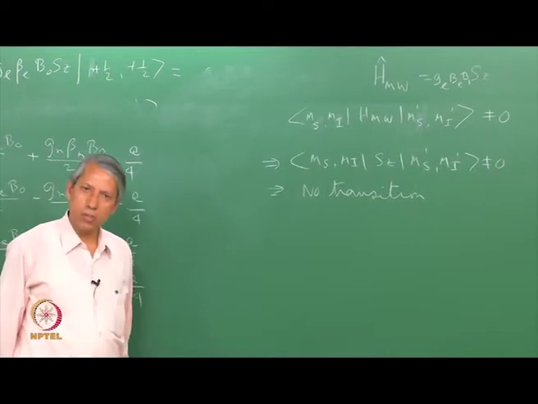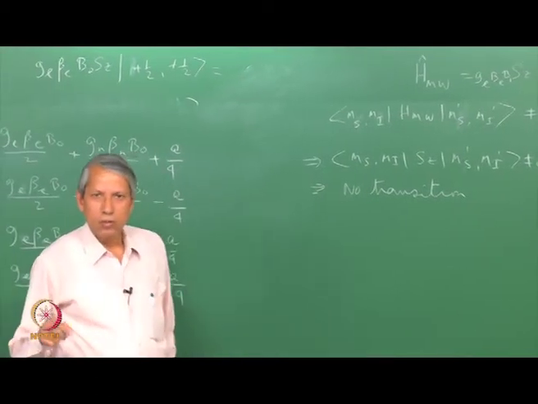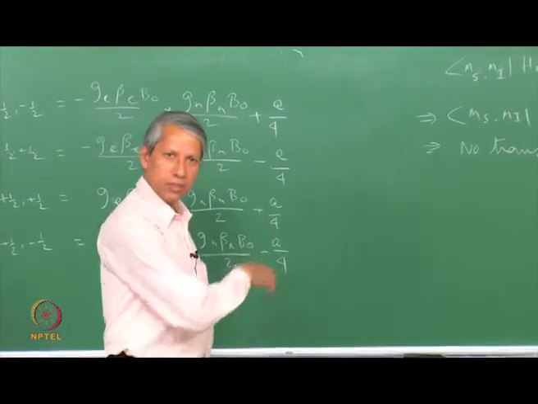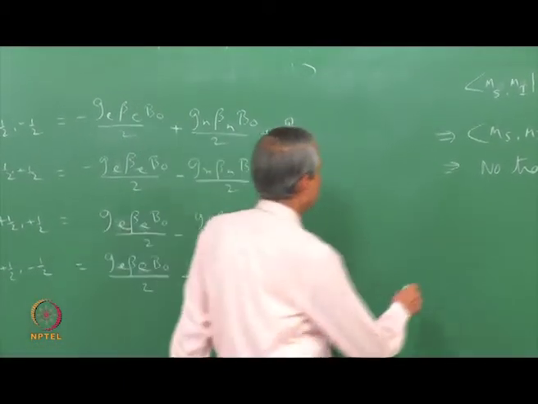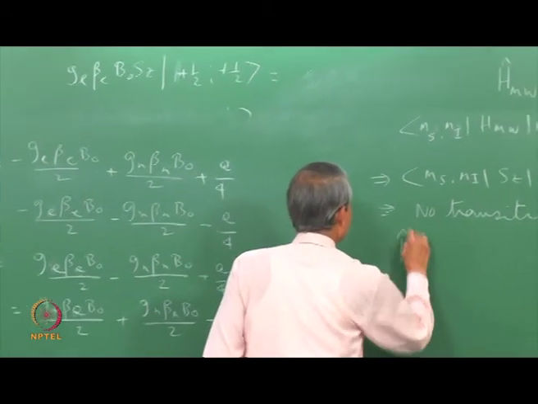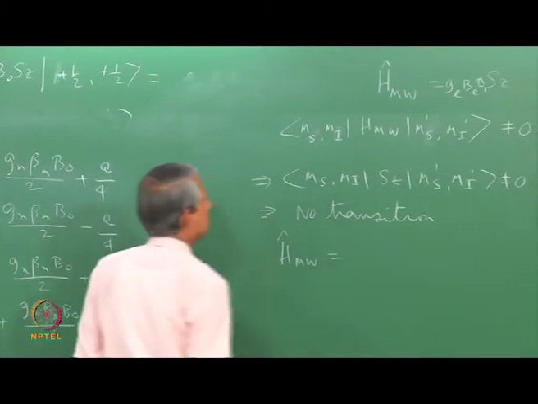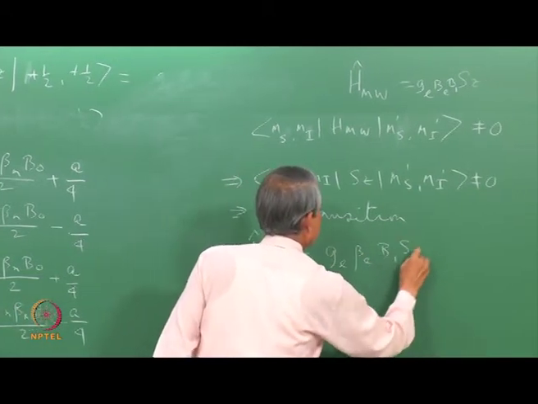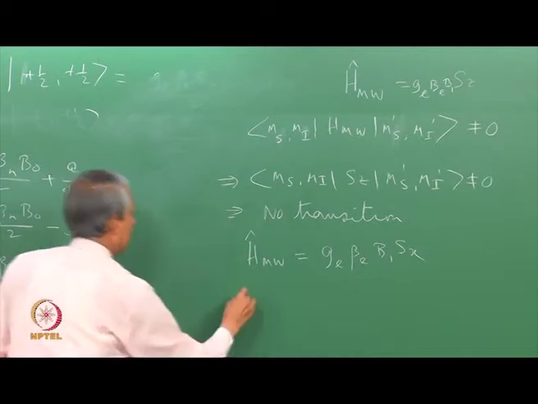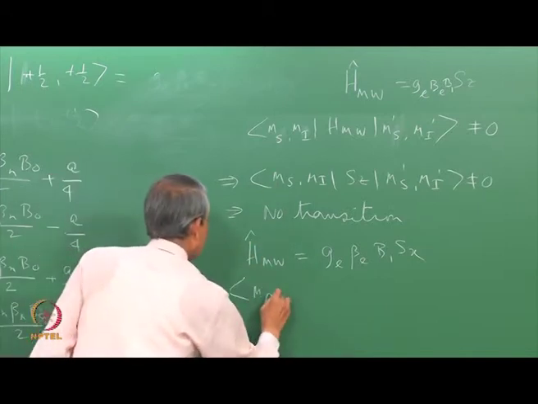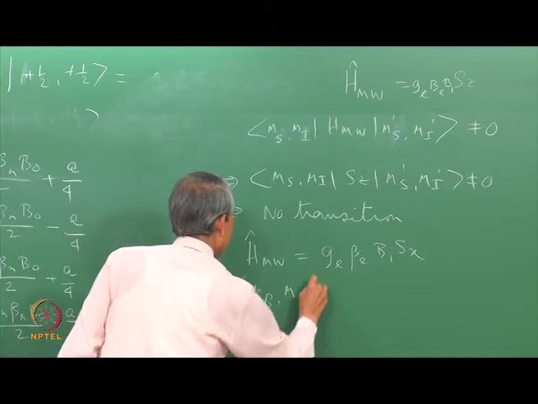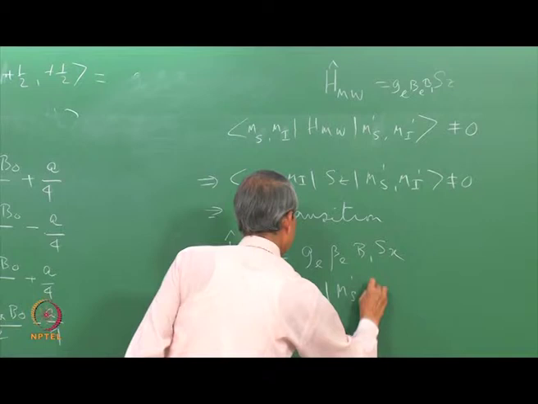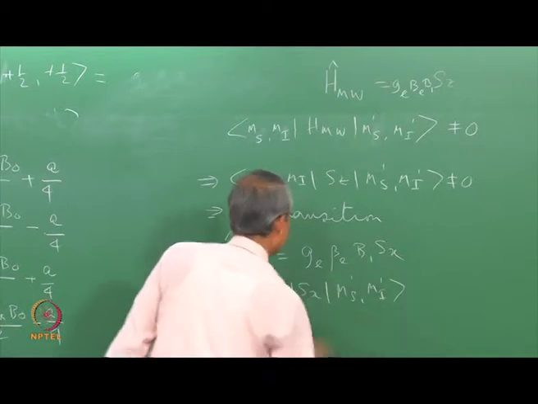That is not surprising. We have already seen earlier that the microwave magnetic field has to be applied along the perpendicular direction. The same thing is coming quantum mechanically also. So, suppose I apply the microwave field along the x direction, then this will look like g_e beta_e B1 S_x. In the same argument, what we need here is <M_S M_I|S_x|M_S' M_I'> to be non-zero.